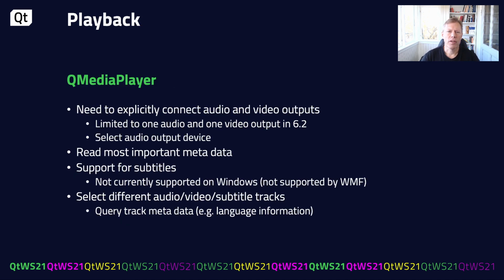Playback is supported through the QMediaPlayer class. That class is still relatively similar to what we had in Qt 5.15. But there are some changes that we have been doing also here. One of them is that you will need to explicitly connect audio inputs, audio and video outputs to the media player classes to be able to play back audio and video. You can select those devices at runtime. You can also let it select the default output for you in an easy way. I'll show that in a minute. But you have to connect those outputs explicitly.